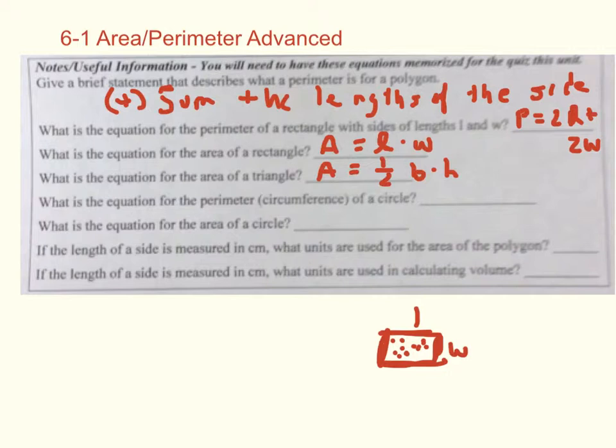Equation for the perimeter of a circle. When it's the perimeter of a circle, or distance around, we call that the circumference. Circumference of a circle is either 2 pi r, which I like to use, or if you have the diameter, you could also call it pi times d, because the diameter is 2 times the radius. And the equation for the area of the circle, that's our famous pi r squared.